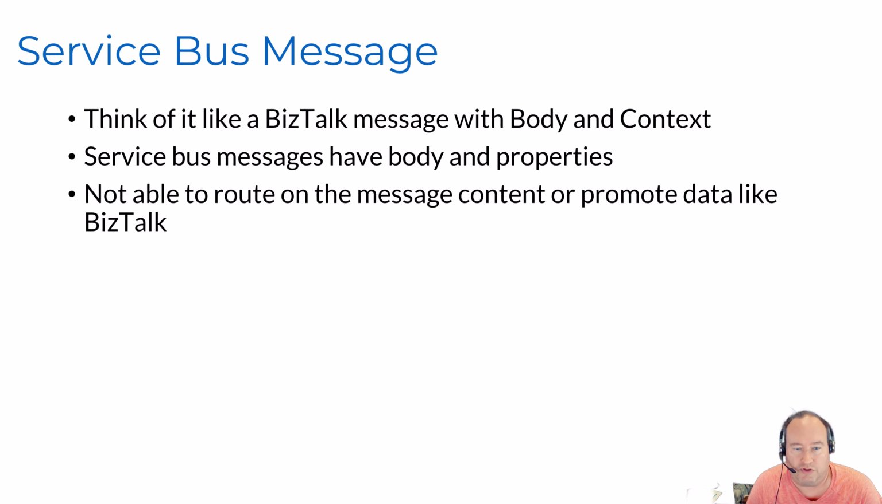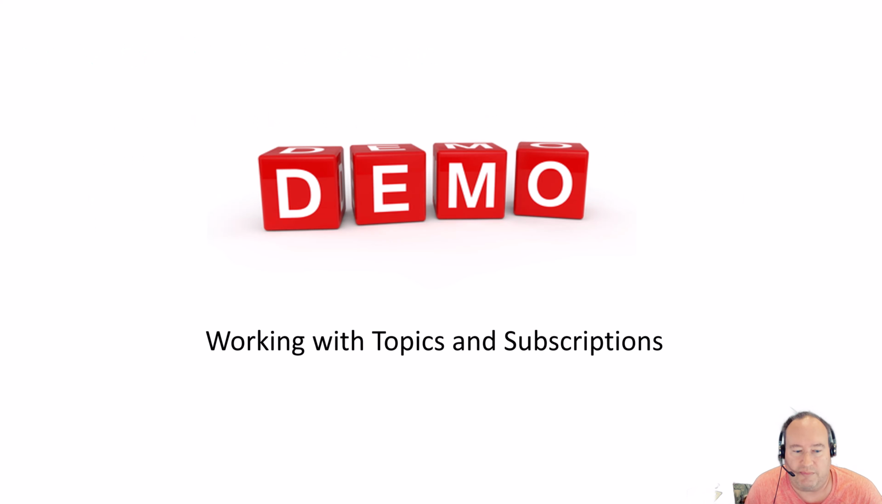You have to promote your own messages, or essentially peek into the message, evaluate properties, and put them into the properties of the message to be used for routing. You could also ask the sender of the message to put the necessary routing data into the properties of the Service Bus message. With that, let's jump into a demo.